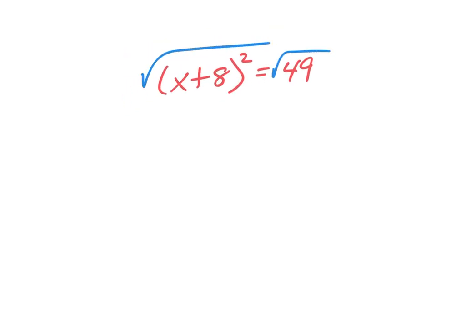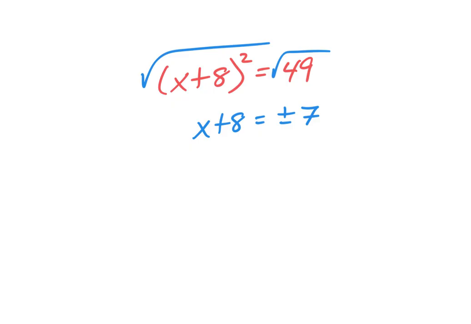We're going to take the square root of both sides, and when I write my answer here, this is still going to stay x plus 8, because when you take the square root of a square, it just gets rid of the square. But over here, you got to remember that we still have to write this as plus or minus 7.